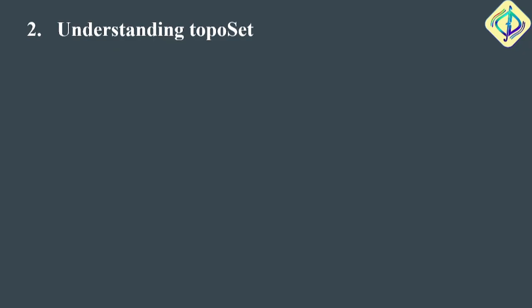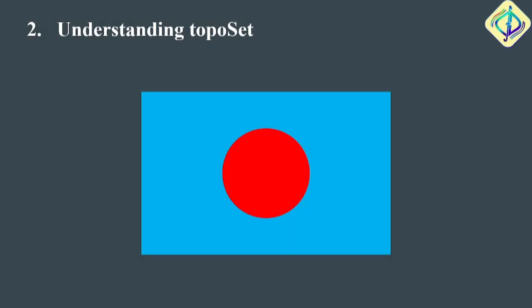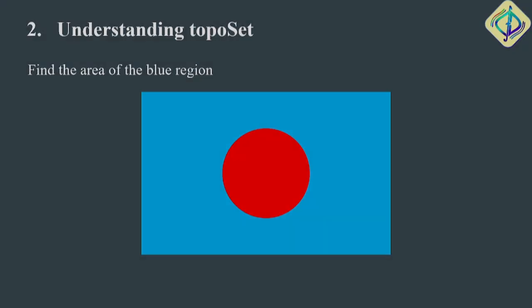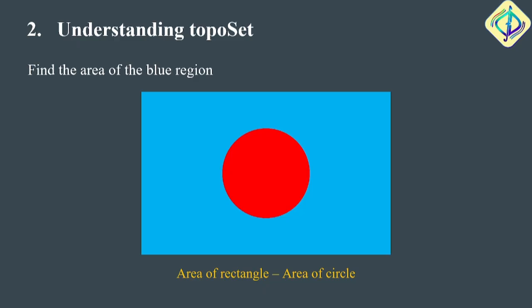Now, before going to the dictionary, we will first understand what exactly topoSet is. Say we have this particular geometry. It's a rectangle and a circle. In this geometry, I want to find the area of the blue region. If I were to ask any of you how you will find the area of the blue region, you will clearly say it's the area of the rectangle minus the area of the circle, right? Even if this was a 3D geometry, you would just have the volume of a cube minus the volume of a cylinder. Now, how do we apply this in OpenFOAM or in the topoSetDict?